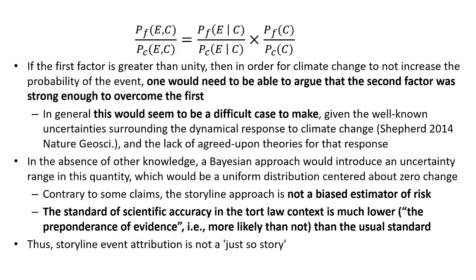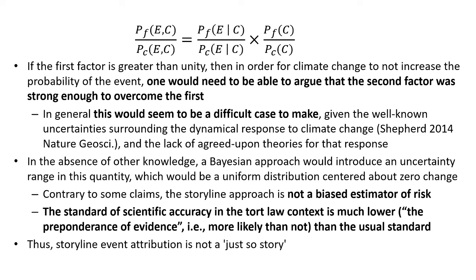So just to repeat that equation, the first factor is greater than unity, which it would typically be in these extreme event attributions or in these event storylines. In order for climate change to not increase the probability of the event, you need to be able to argue the second factor was strong enough to overcome the first. And I think that would be a very difficult case to make, given the well-known uncertainties concerning the dynamical response to climate change and the lack of any agreed-upon theories. If you didn't know anything else, a Bayesian approach would just introduce an uncertainty for that, which would be a uniform distribution centered around zero change.